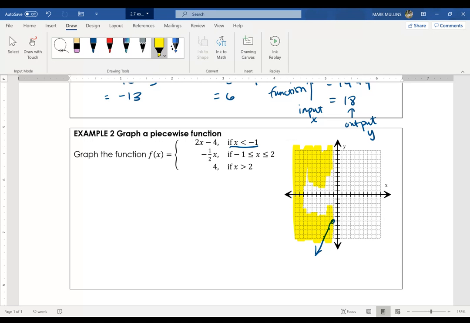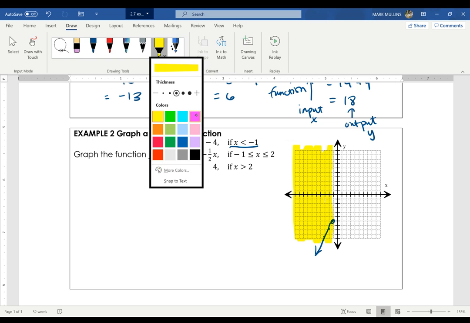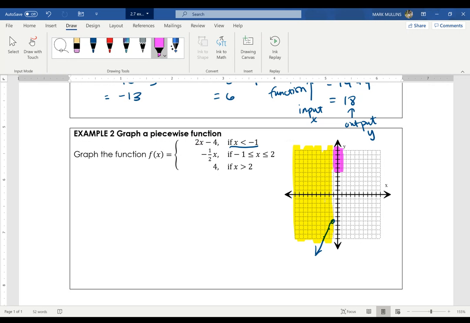So maybe we'll go ahead and do this also. So I only want that to be in this part. So I add the whole line, and then I erase the part that didn't apply. So now my second function is from negative 1 to 2. So negative 1 to 2 is going to be in the pink area.